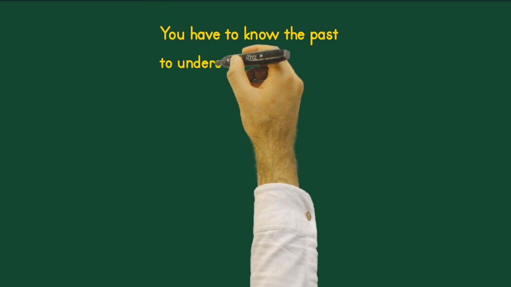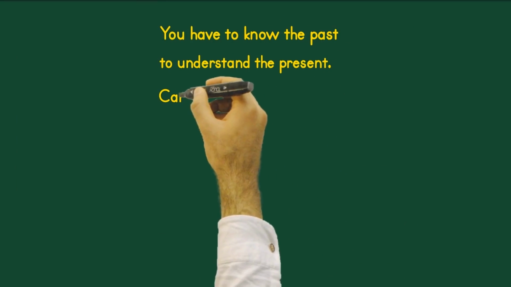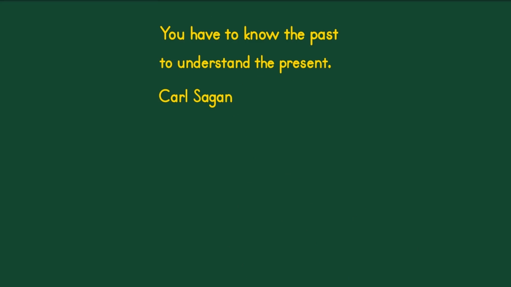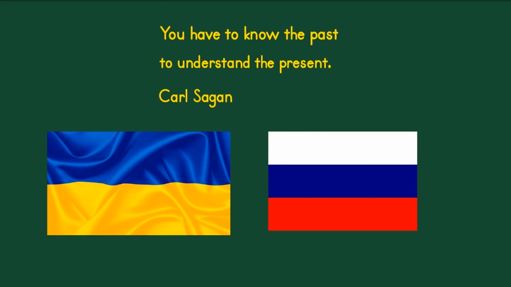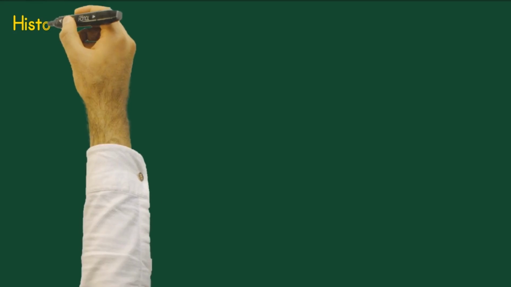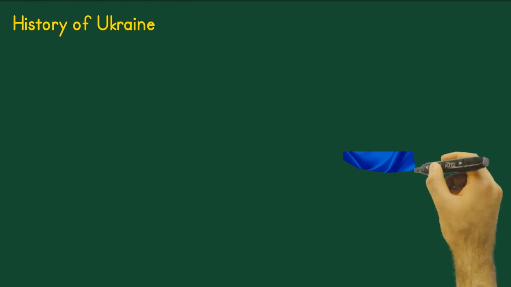You have to know the past to understand the present, the American scientist Carl Sagan famously said. In order to understand the Russian invasion of Ukraine, we must first know the background of Ukraine and Russia. Let's start with a brief history of Ukraine.